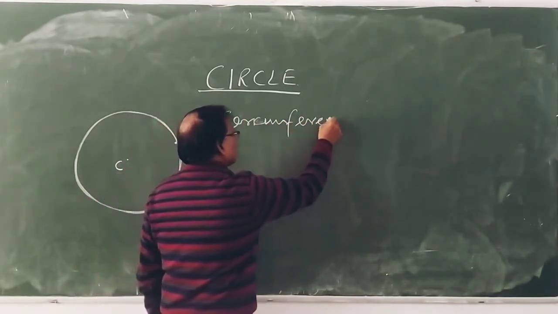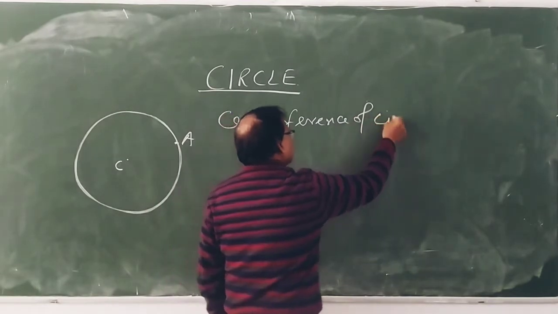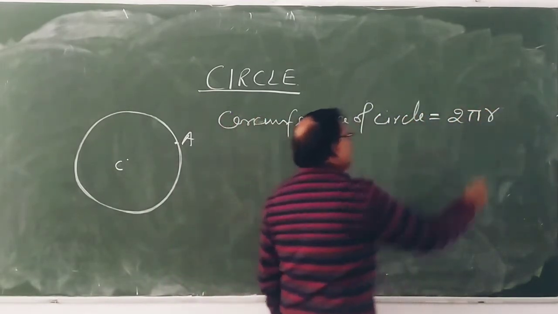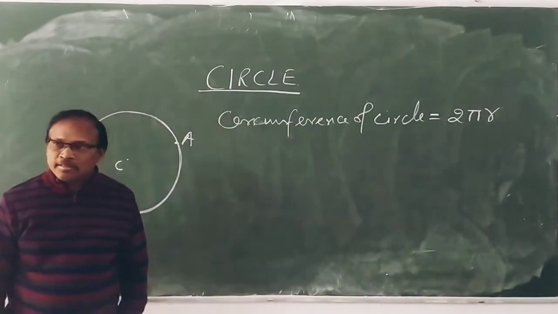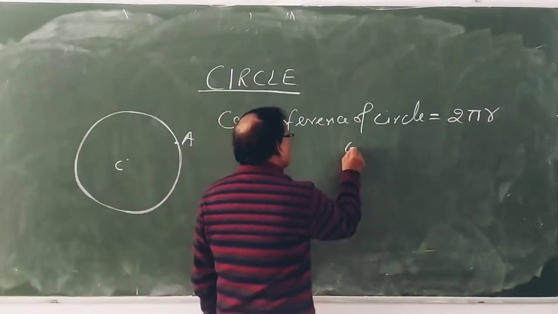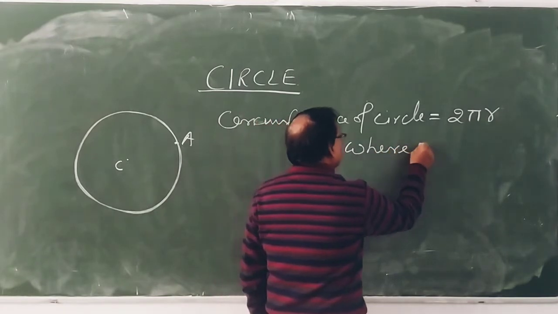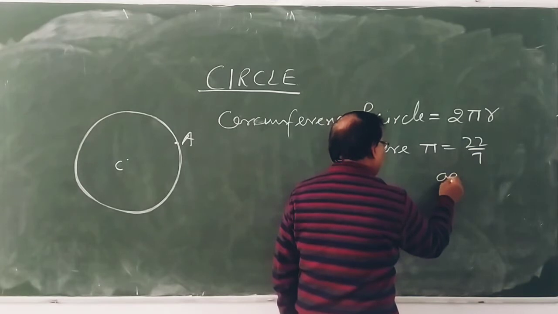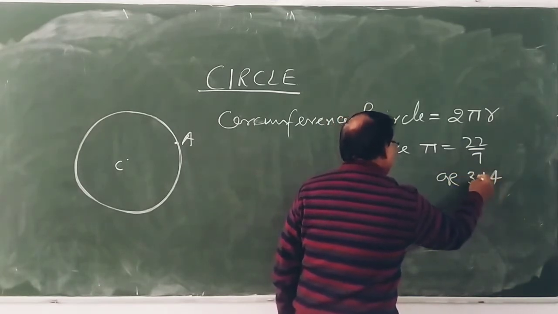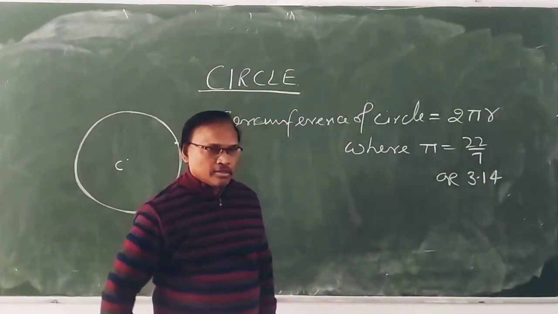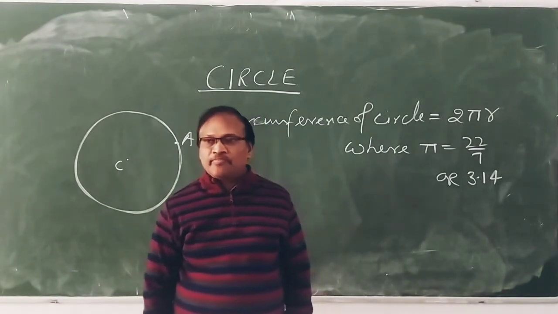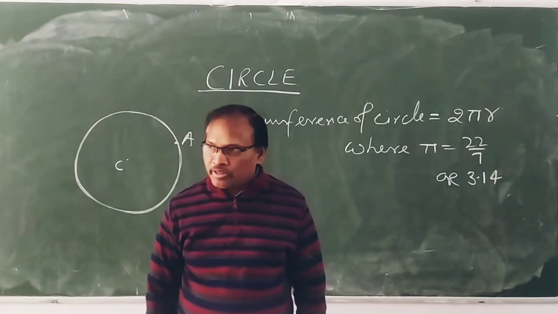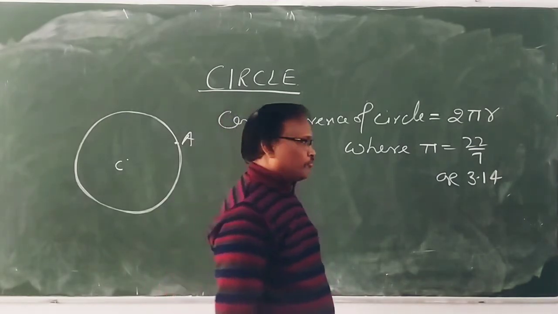Circumference of circle is equal to 2 pi r, where pi is equal to 22 by 7 or 3.14. Whatever is written in the question, that you have to use. So it will be mentioned in the question what you will take, 22 by 7 or 3.14.